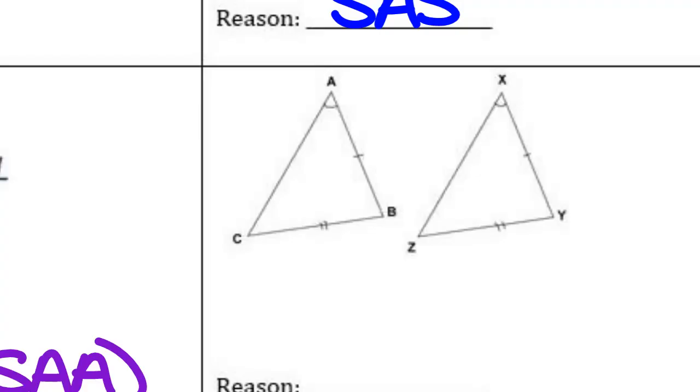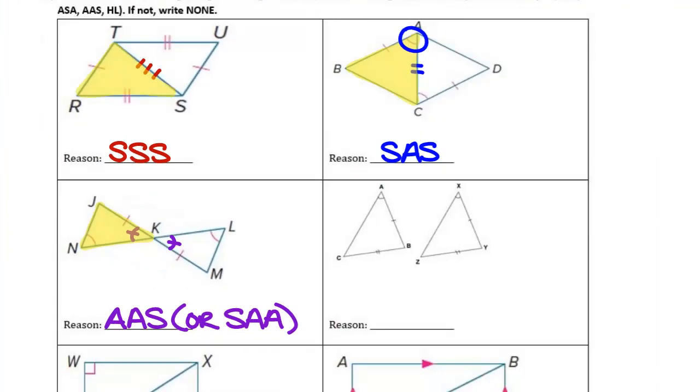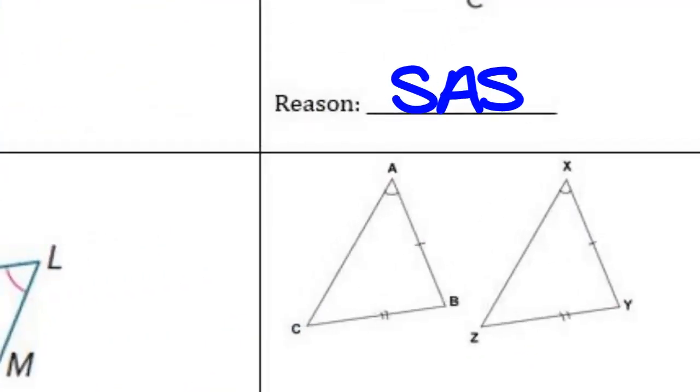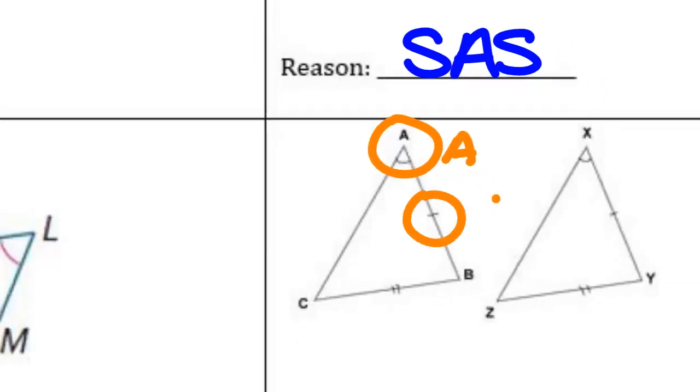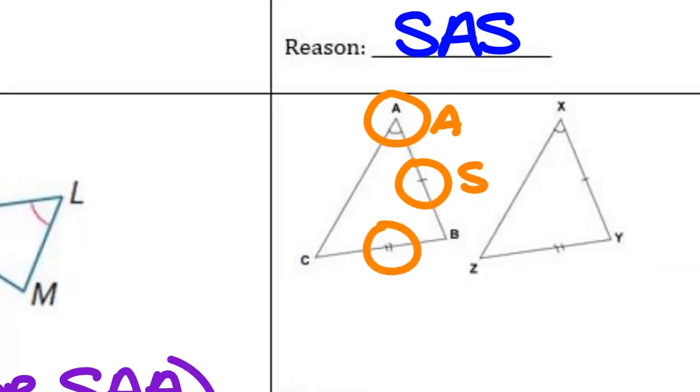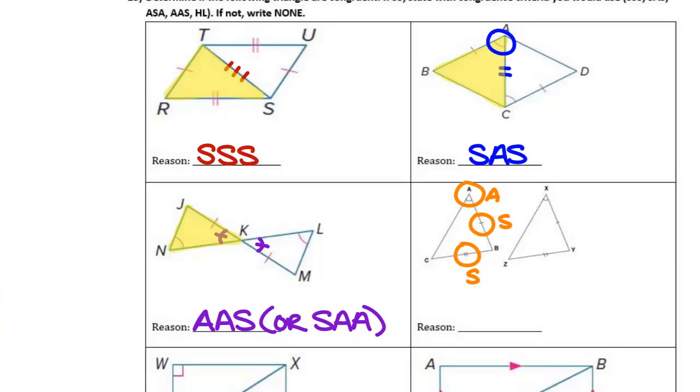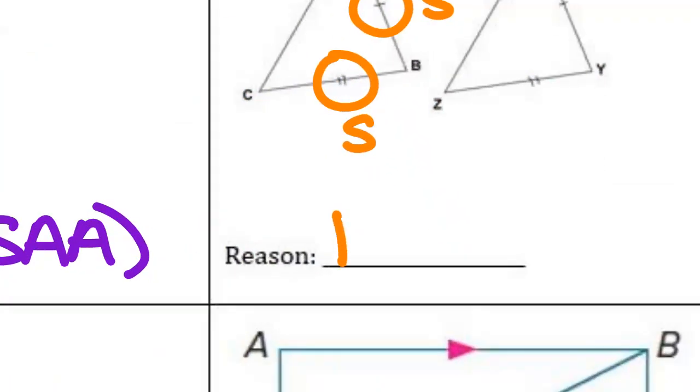What do we have marked up on the middle right one? Yeah, we have an angle marked here. We have a side marked here. We have another side marked here. Are we allowed to use angle, side, side? No, so this would have to be none.